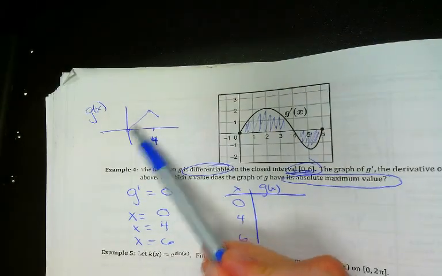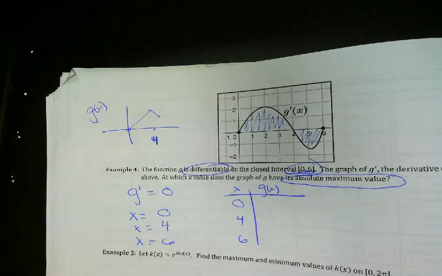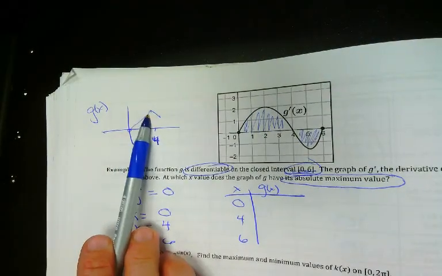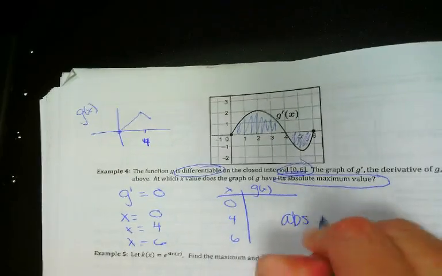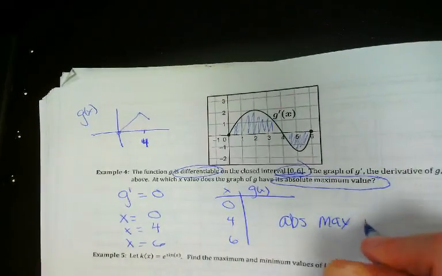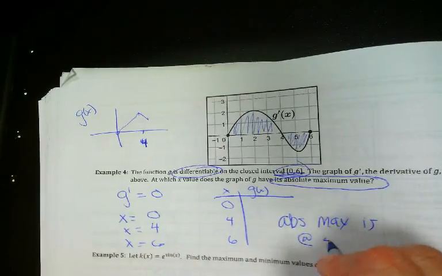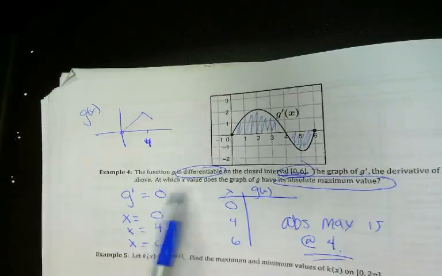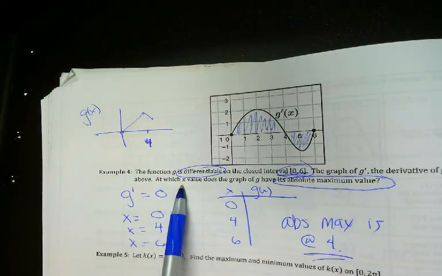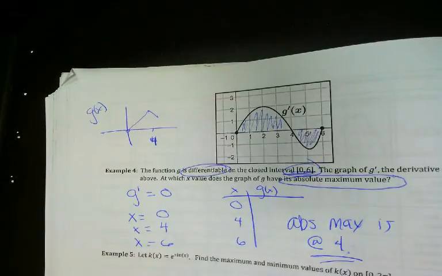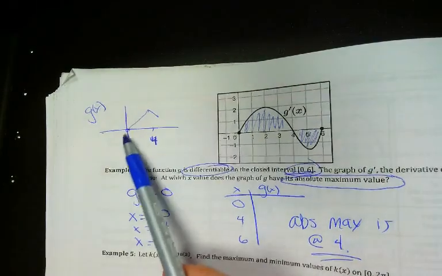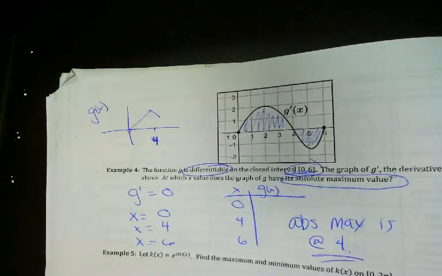So all I know is it increased and decreased. I can only state that there has to be a what at 4? The absolute max has to be at 4. Do I know the value of it? No, and it doesn't ask that. It says at which x value does the graph have a max? I can only say it happens at 4. I don't know what it is, but I know it's happening at 4 because this function increased and then decreased.